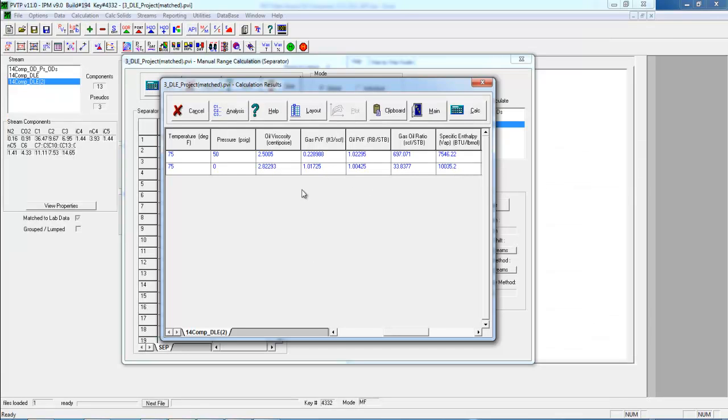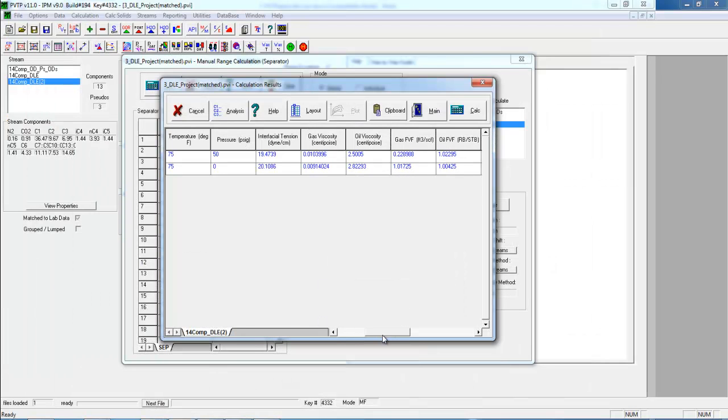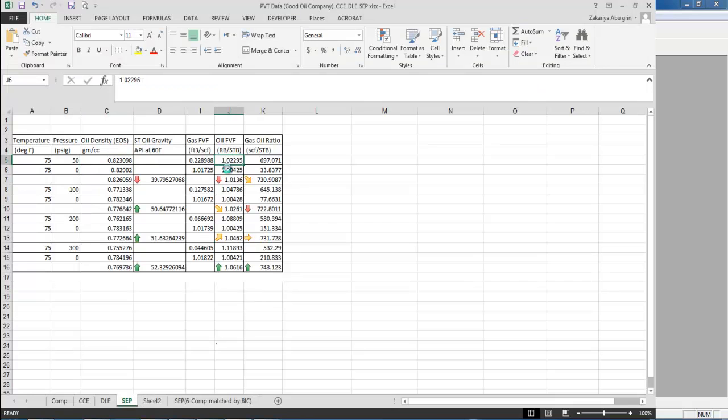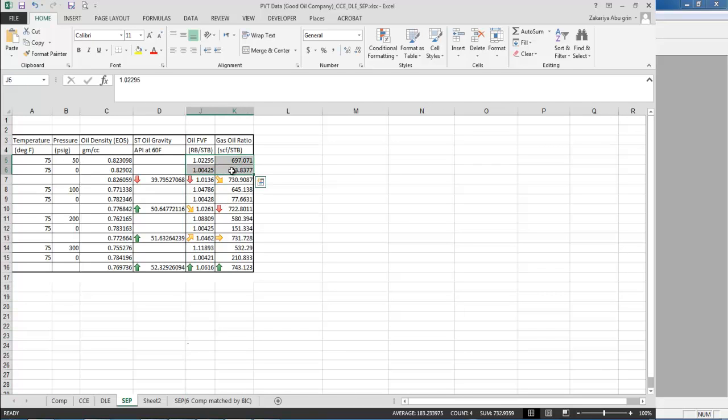So now we calculated the data, and we will copy this data, so maybe you don't need this. So I did this for the first stage. I just entered, and now you need to change only this number, 15, change it to 100, then copy oil density, oil formation volume factor, and gas oil ratio.